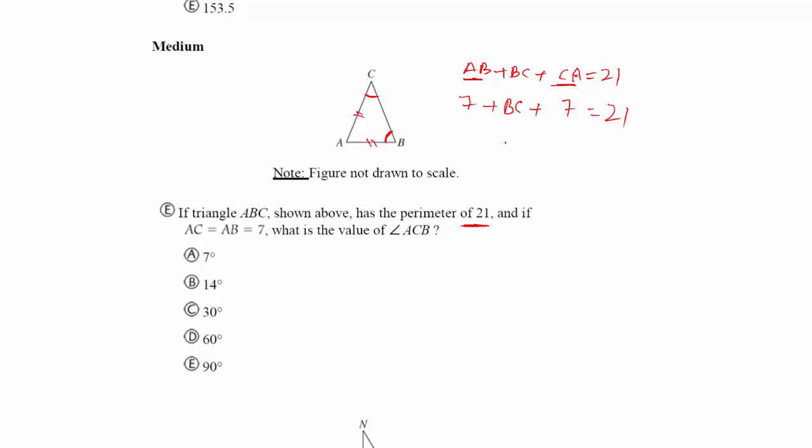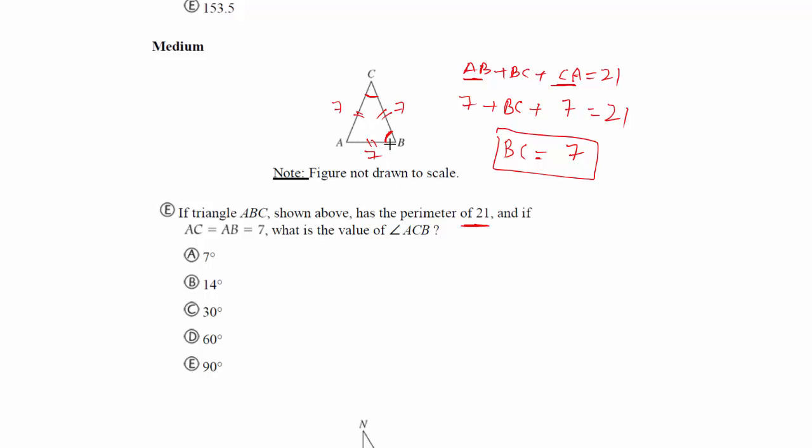And BC you will get as 7 plus 7 is 14, 21 minus 14 is again 7, right? So that's cool, it's an equilateral triangle. So AB is equal to BC is equal to CA. They are all equal: 7, 7, 7.